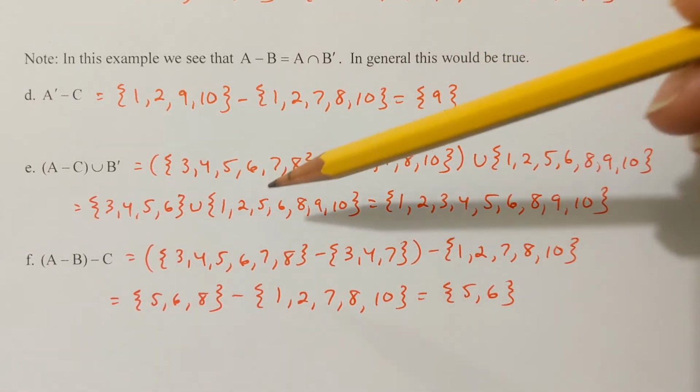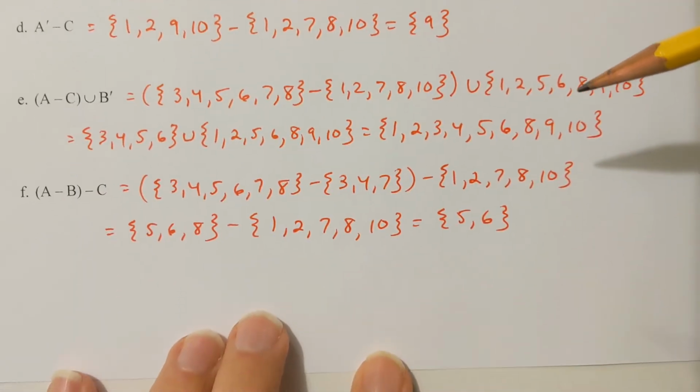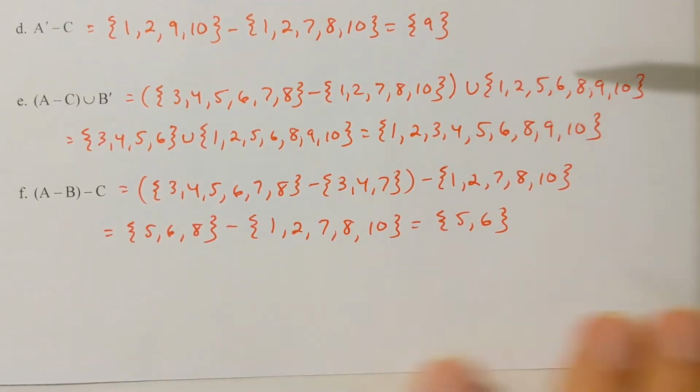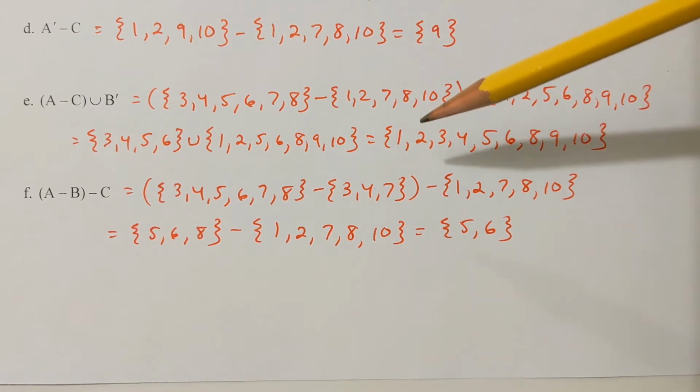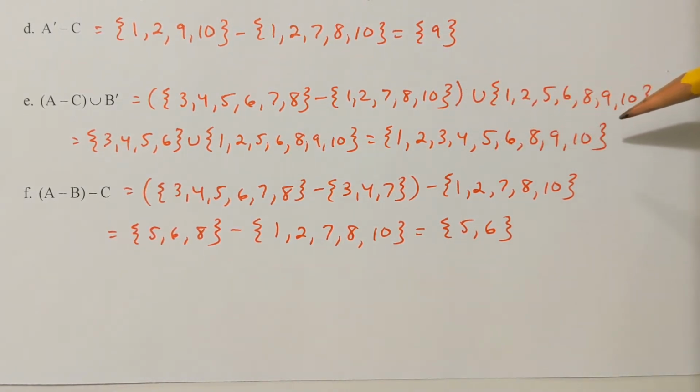So I'm going to union these two sets together, which means I'm going to join them together as one. So the set that I'm going to have is the set containing 1, 2, 3, 4, 5, 6, 8, 9, and 10.